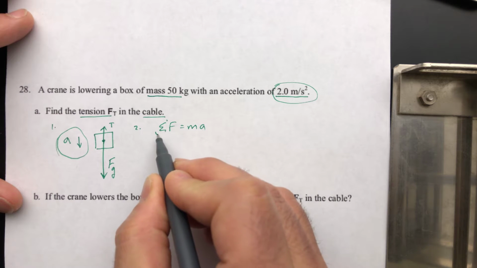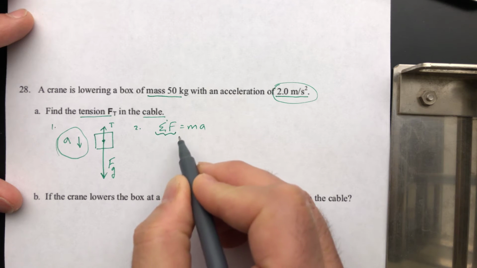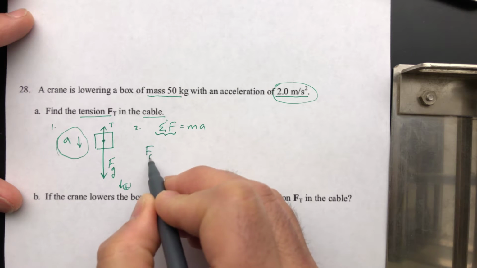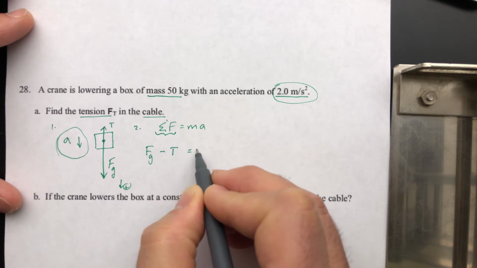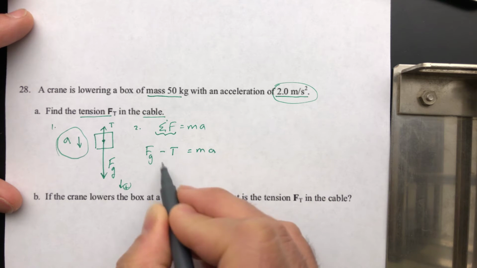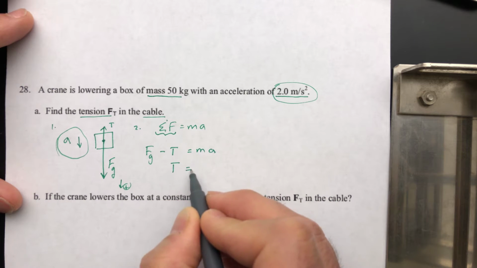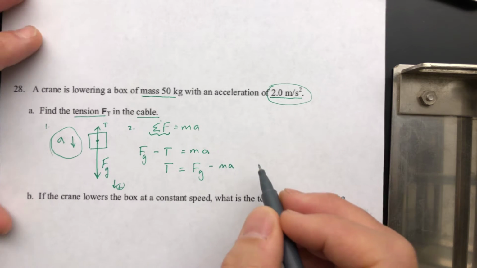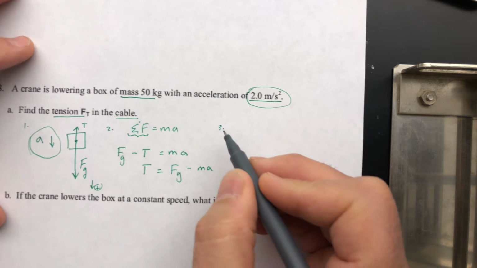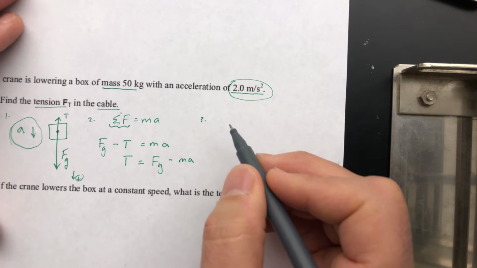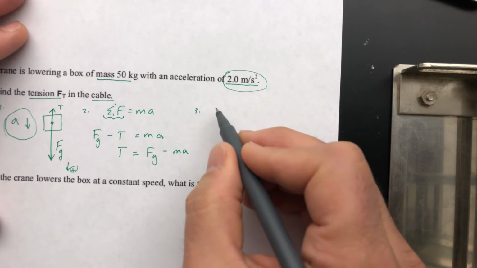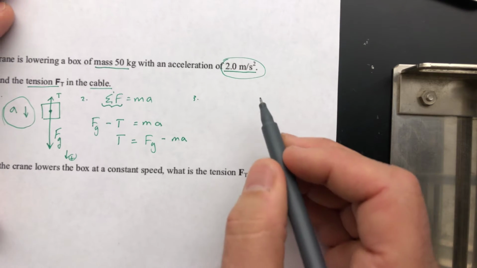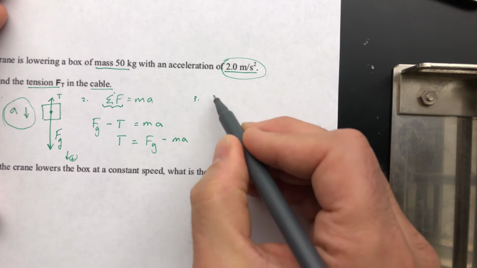And now our job is to understand what the expression for the sum of the forces is. I'm going to choose down as positive and say that Fg minus T is equal to ma. And from that, I can solve the equation for T: Fg minus ma. And then for part 3, I solve for the tension by plugging in the numbers and checking my units. This is a sort of abbreviated version of the 5-step process. I'm doing this in 3 or 4 steps.